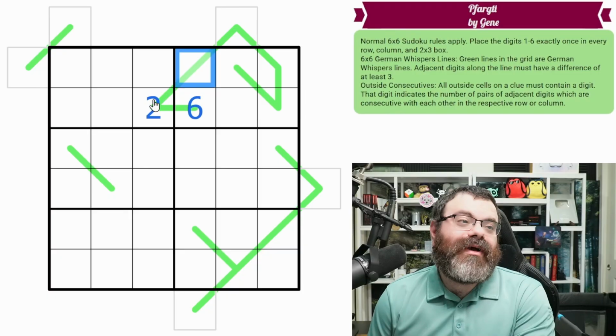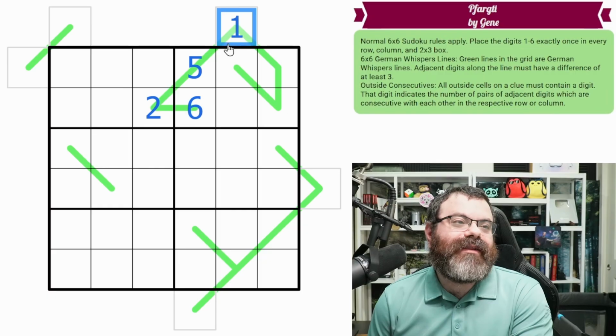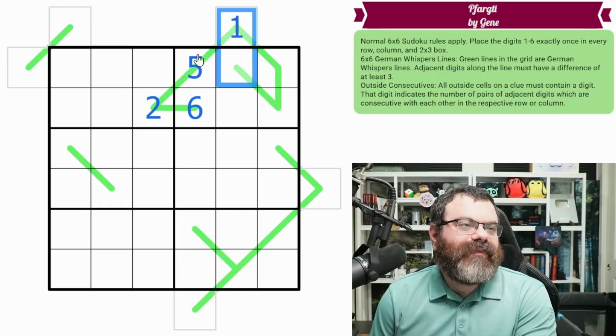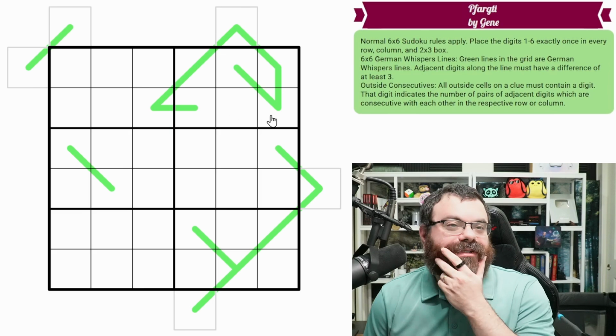But this cell also has to be at least 3 different from 2. So this could be, say, maybe a 5. Now this needs to be 3 different from 5. We could do, say, a 1, which is 4 different, and that's fine. And then we just continue, right? So that is German whispers.